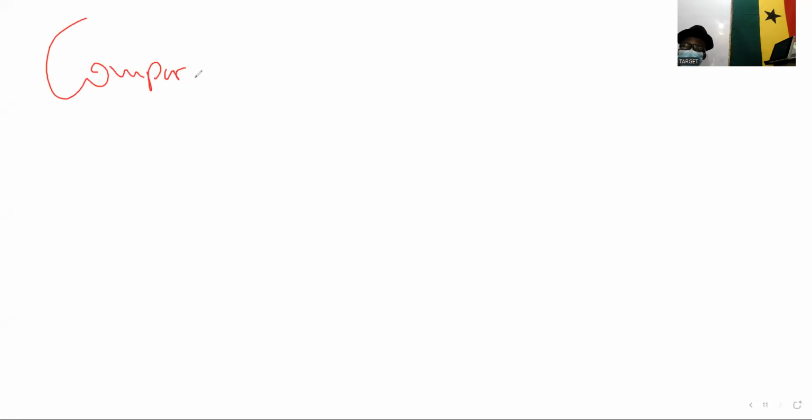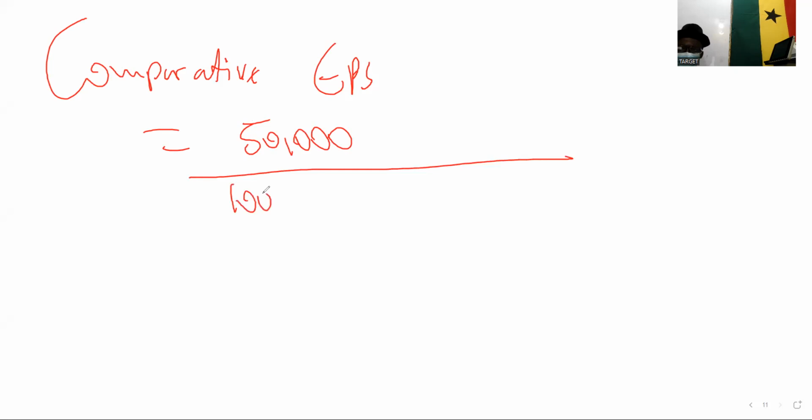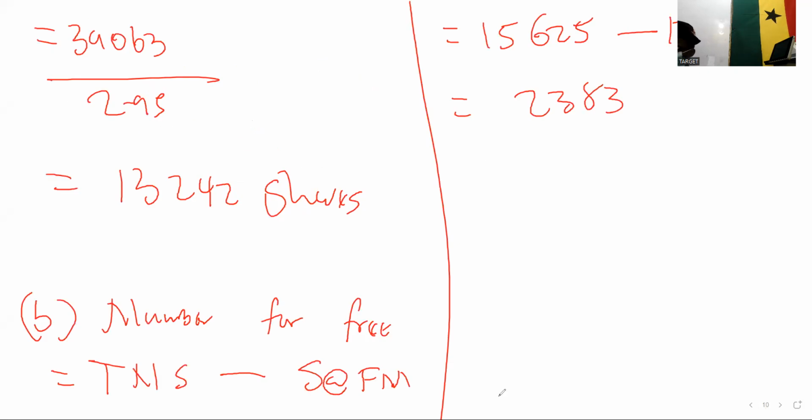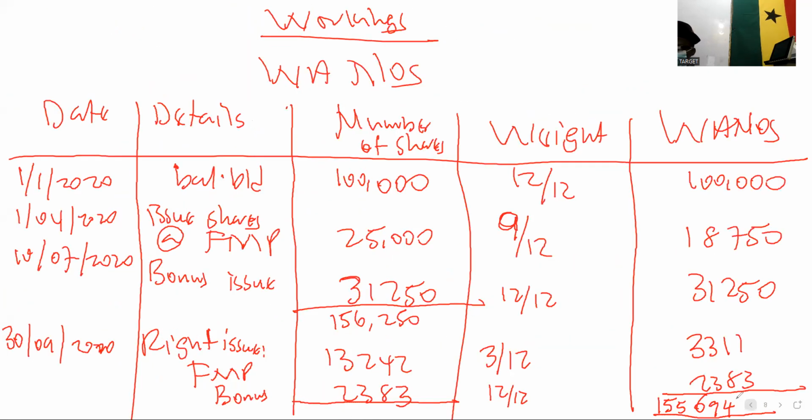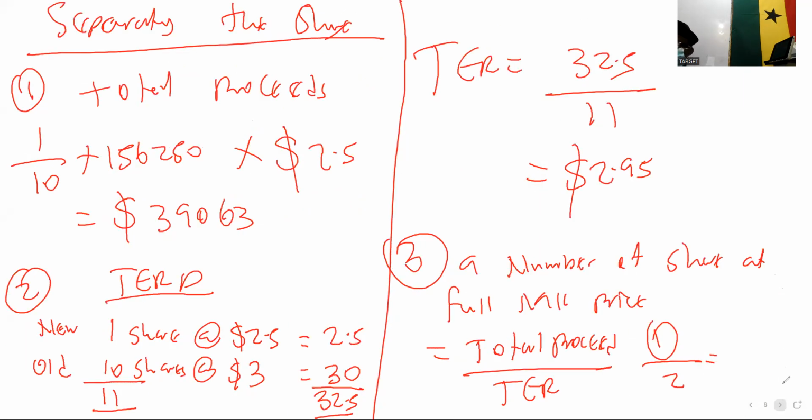Comparative earnings per share. I've got the formula already, so I'll not quote it again. First, 50,000, the number of shares, divided by the number of shares outstanding, plus all the bonuses. Don't bring some of the bonus and leave some. So how many bonuses do we have? This is the first bonus, and this is the second bonus. So plus all the bonuses.